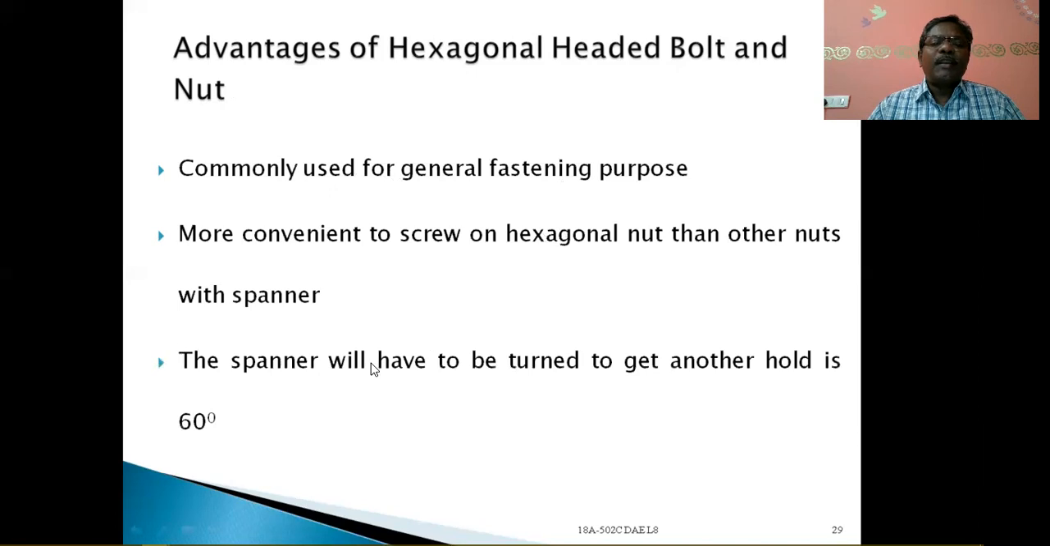And also the spanner will have to be turned to get another hold is 60 degrees only. To hold the spanner, only 60 degrees is sufficient for holding. Whereas in case of square headed bolt, in order to hold the other side, it should turn 90 degrees. But here it is only 60 degrees we can turn.